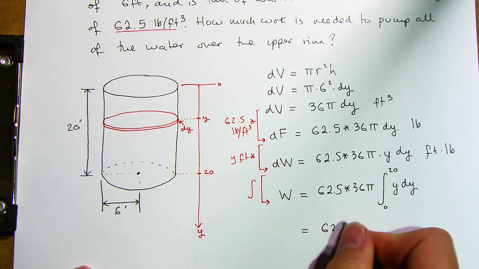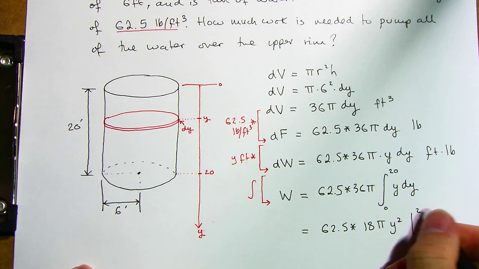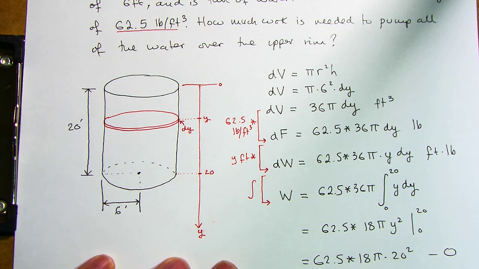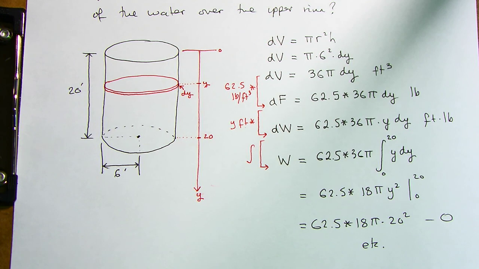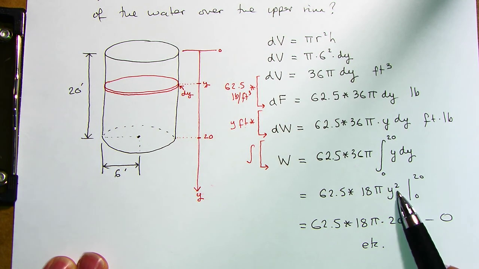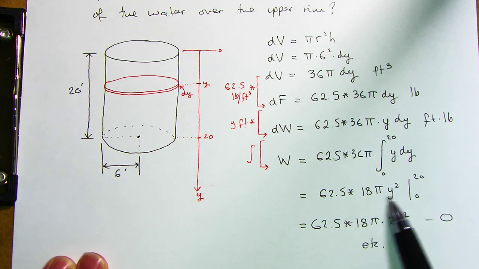Okay? Now, I'm out of time, I realize, but basically it's a fairly easy integral to do. I get 62.5 times 18 pi y squared from 0 to 20, which is 62.5 times 18 pi times 20 squared, minus 0, because if you put the lower limit in, you just get 0, and then it's just a calculator job. You can finish it from there, right? Question? Remember, the integral of y is 1/2 y squared. The 1/2 goes with the 36 and turns it into an 18. Integral of y is 1/2 y squared.